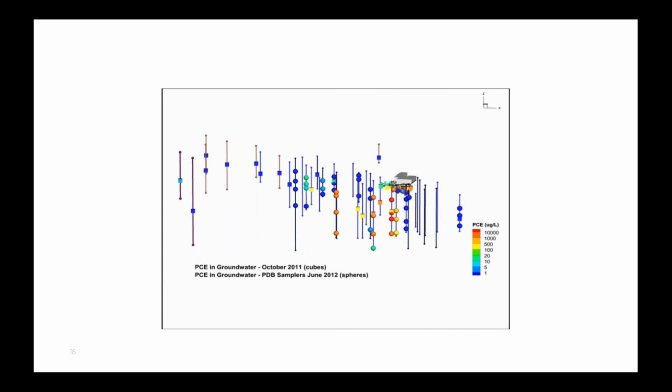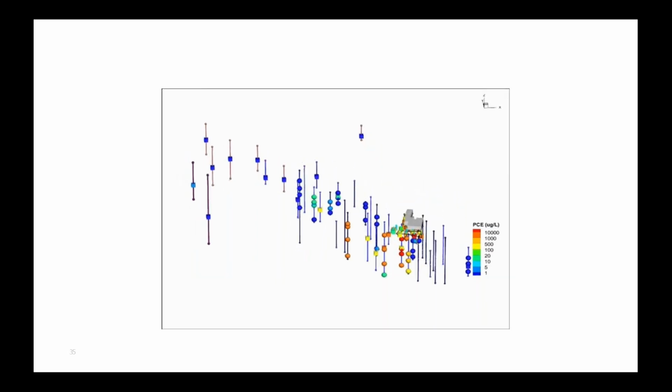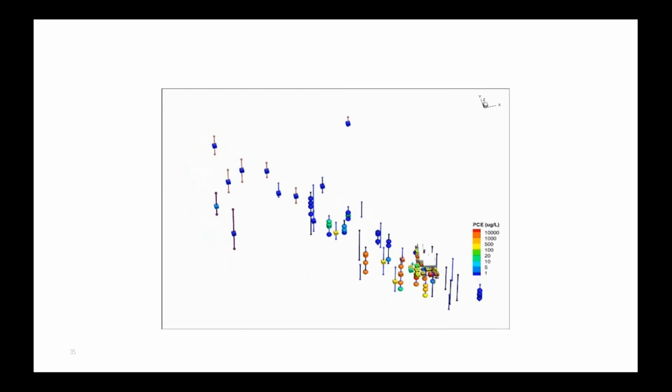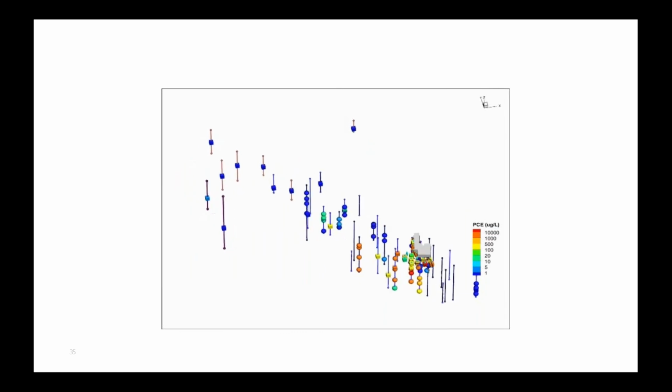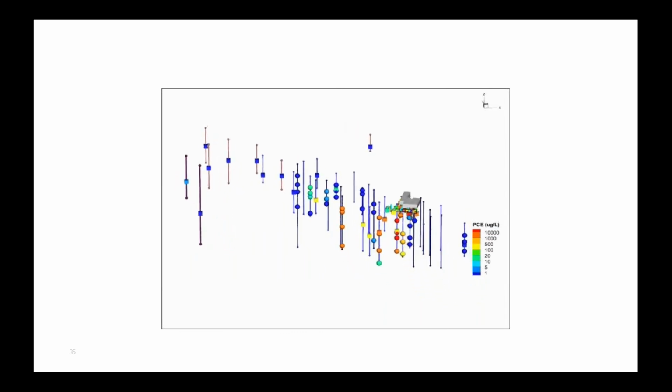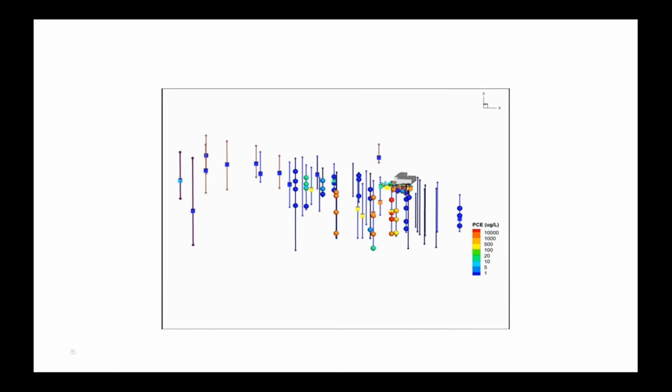PDB samplers, you now can see in some of those wells the gradients indicating that it isn't ubiquitous throughout, which you wouldn't really expect. And there's the plume again.